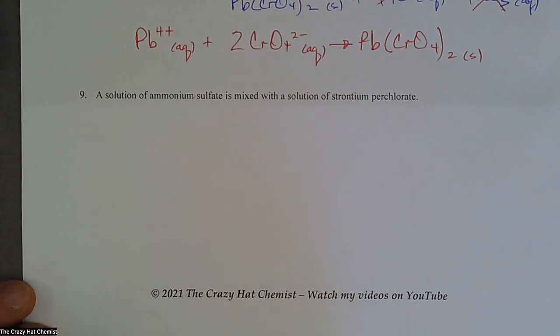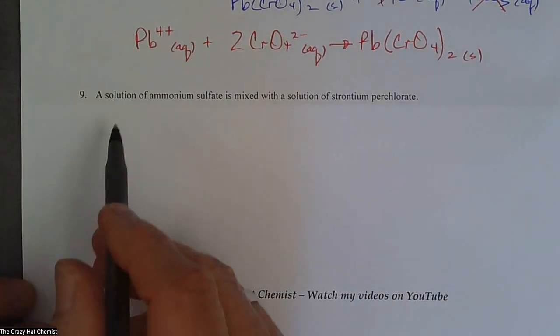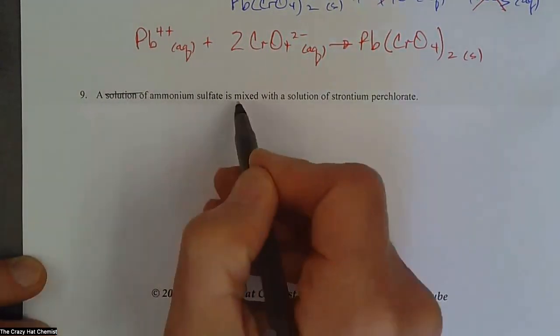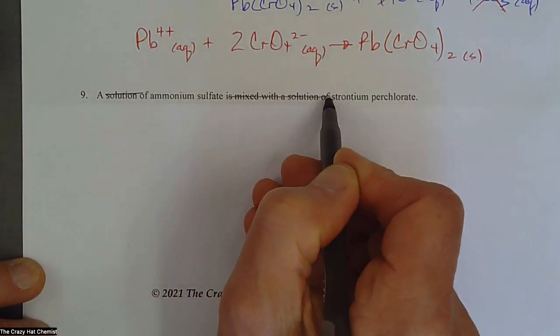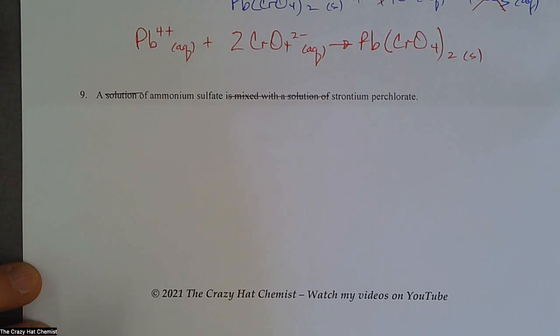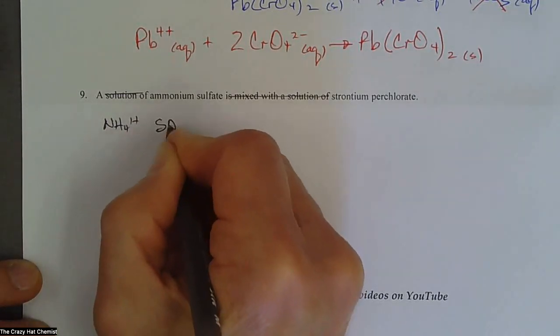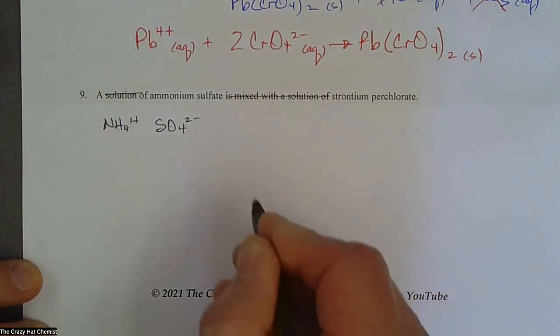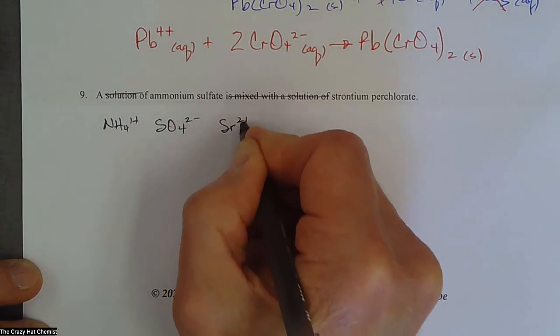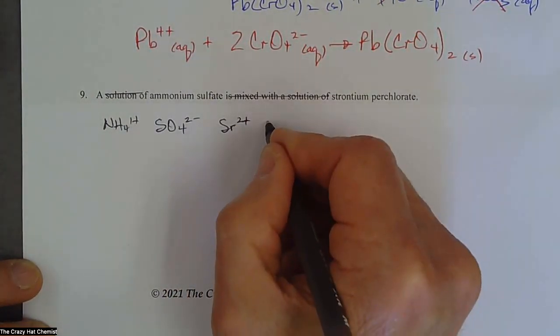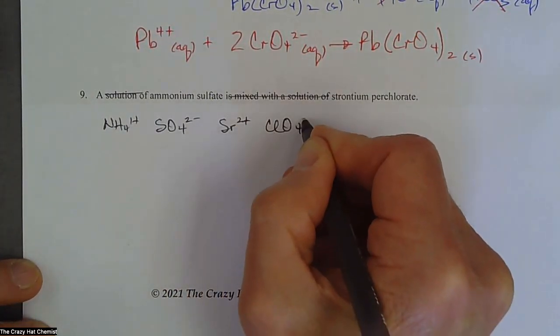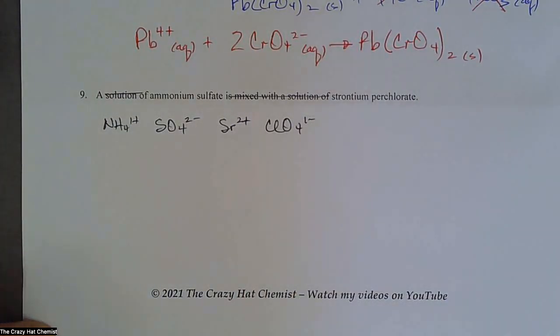All right, so number 9, we've got a solution of ammonium sulfate mixed with a solution of strontium perchlorate. Ammonium ion, NH4 1+, and sulfate is SO4 2-. Strontium is Sr 2+, and perchlorate is ClO4 1-. Again, double displacement, double replacement on every single one of these.